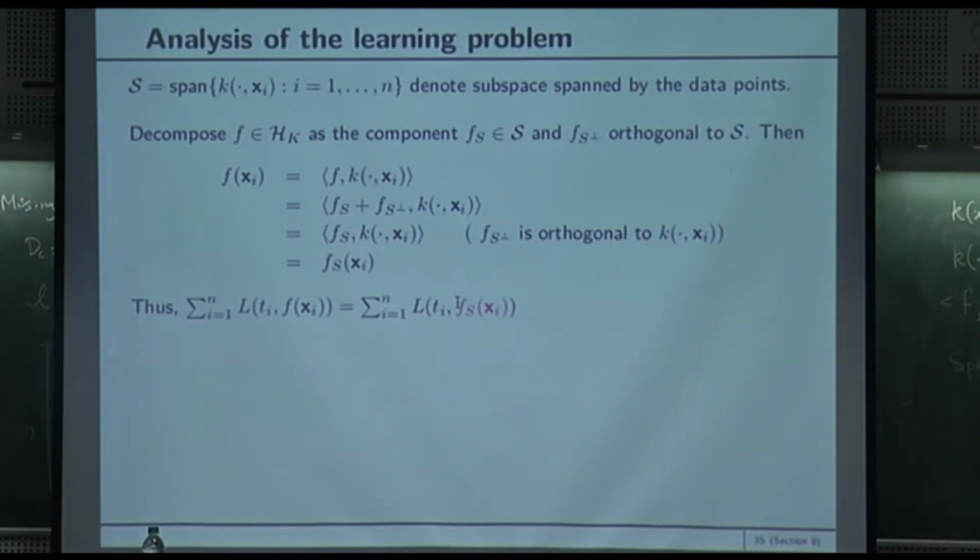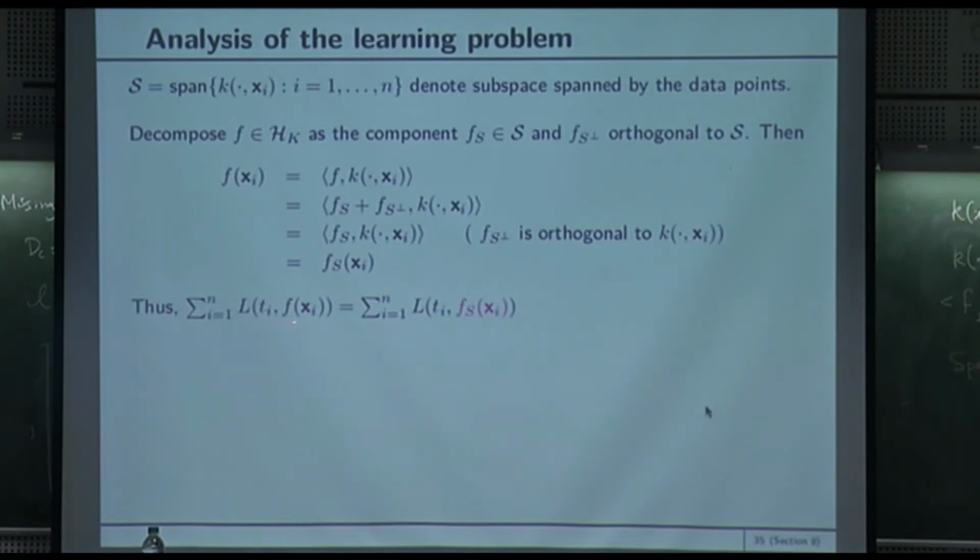I use this result again and say that this is f_s of xi. Just keep with me for a moment, you'll see where we are going. So if you look at the summation of all the losses, you end up getting that this is equal to L of T.